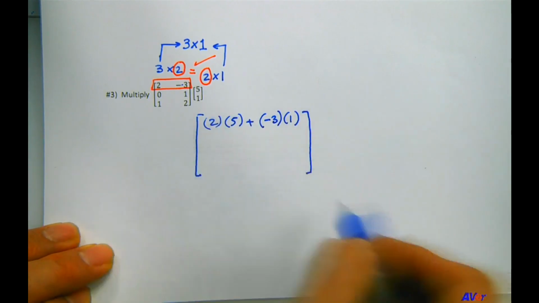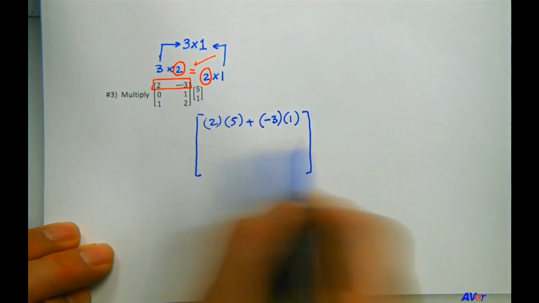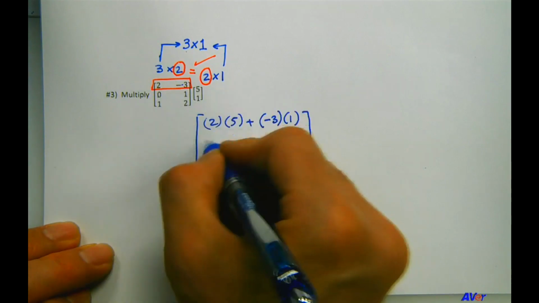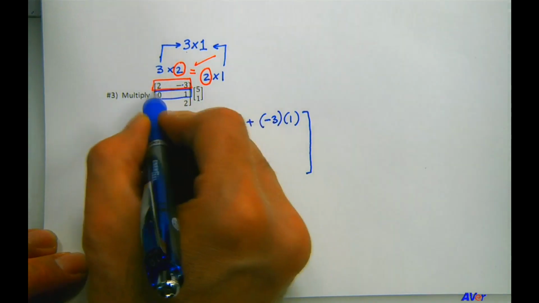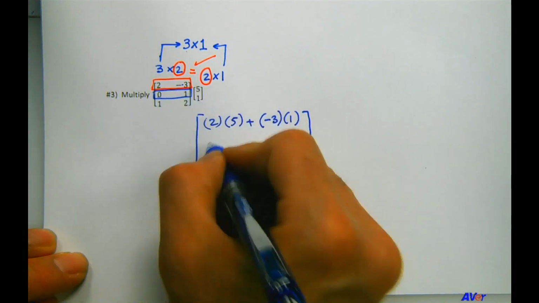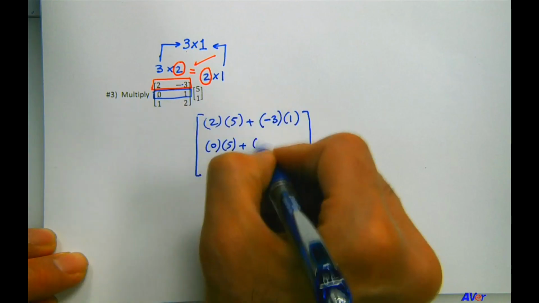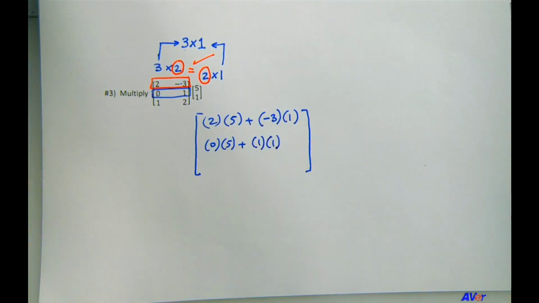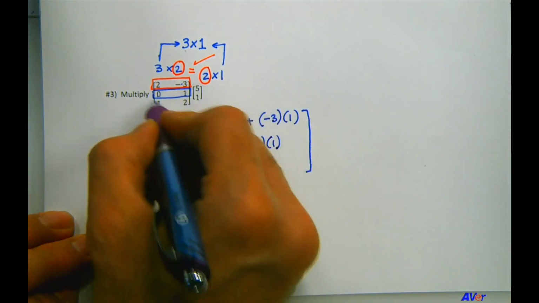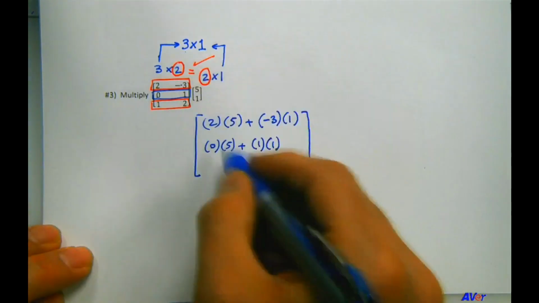We have 2 more rows to go, right? It's a 3 by 1 matrix, so 3 rows and 1 column. 0 times 5 plus 1 times 1. We're done with that row, and we ran out of columns, right? So we move down another row until we're finished with all the rows.